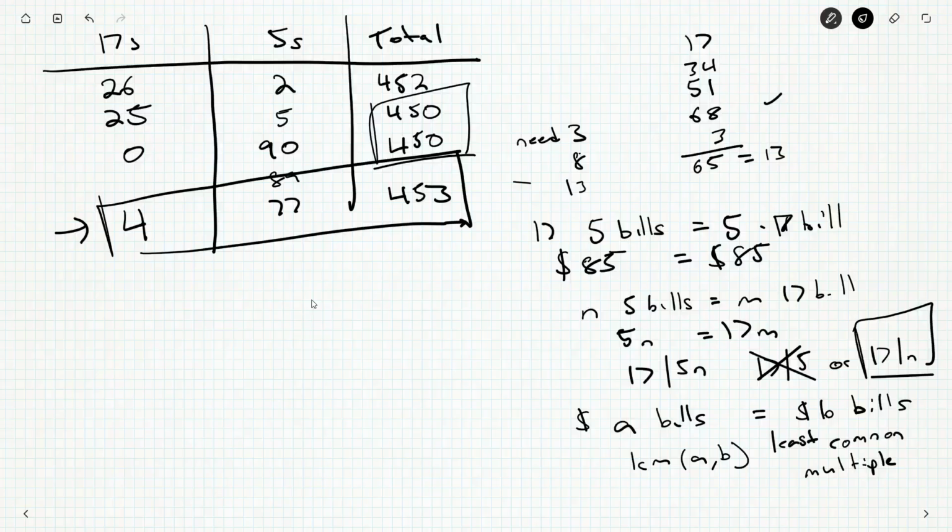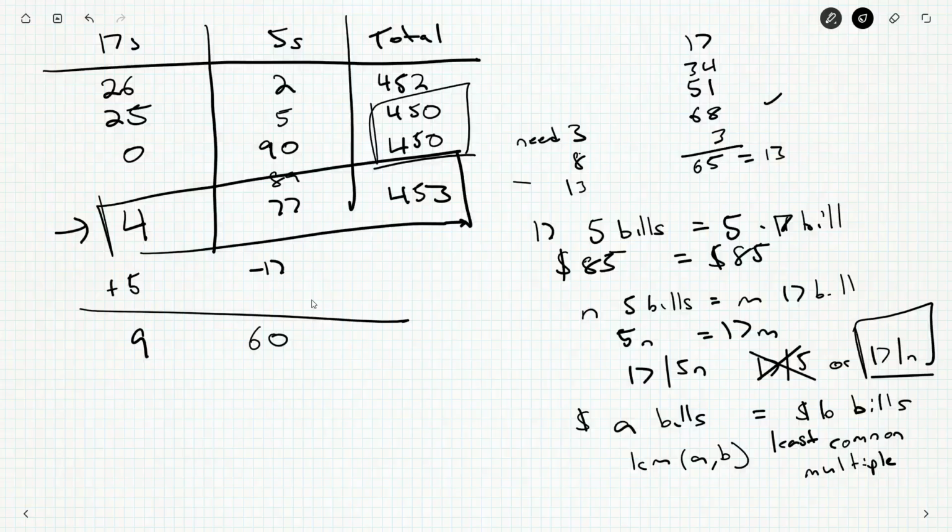The point is, if I get rid of 17 5s and add on 5 17s, we'll get 9 and we'll get 60, and that will also equal 453. And there's no combination in between. No smaller number of 17s and larger number of 5s will still do this. So I'll just double check. 9 times 17 plus 60 times 5, 453. And we can keep doing this.